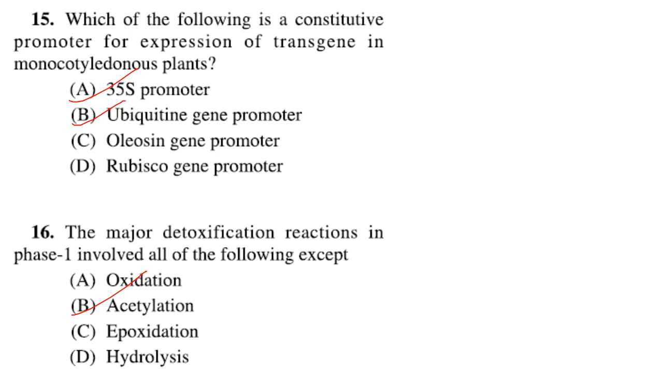Then next one. The major detoxification reactions in phase 1 involved all of the following except. So phase 1 reactions of drug detoxification occur by oxidation, reduction, hydrolysis, cyclization, decyclization, addition of oxygen or removal of hydrogen carried out by mixed function oxidases often in the liver. So oxidation is there, acetylation is not there. Answer is option B.